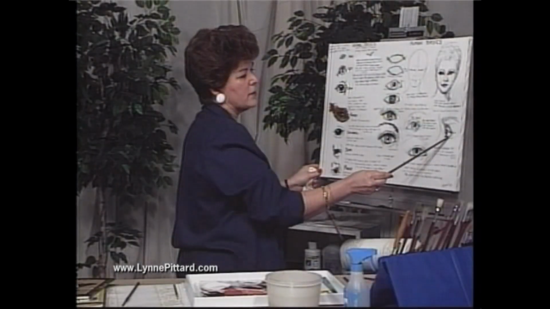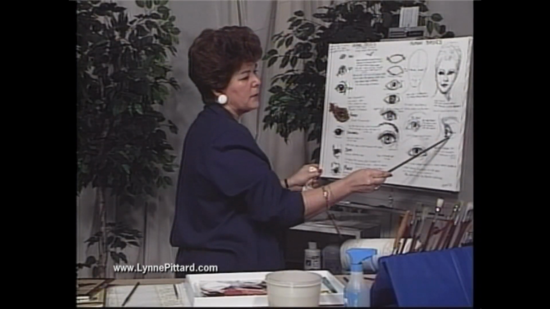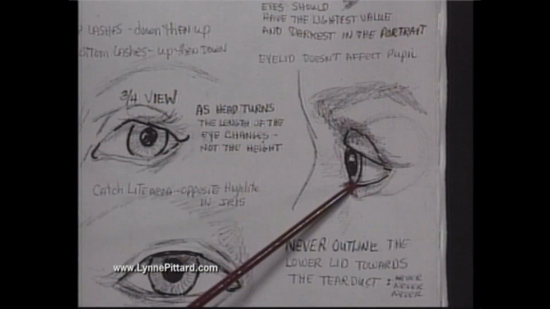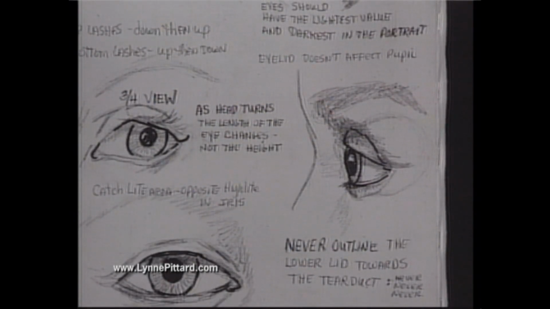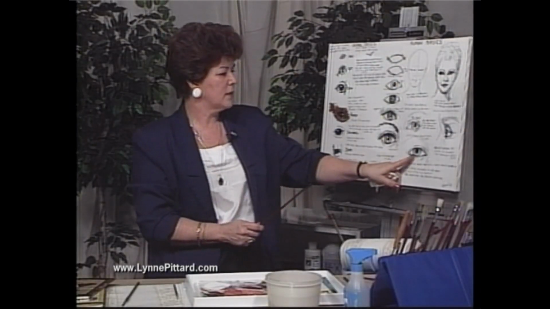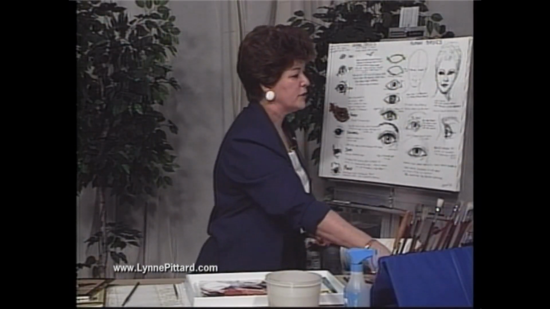You want to never, never, never outline the bottom lid line darkly. Now I have it in my diagram up here with a little bit of a magic marker, but when you paint that, that is captured with a light. Let's see if we can do a little demonstration for a moment and go through these components and see if we can put them all together.